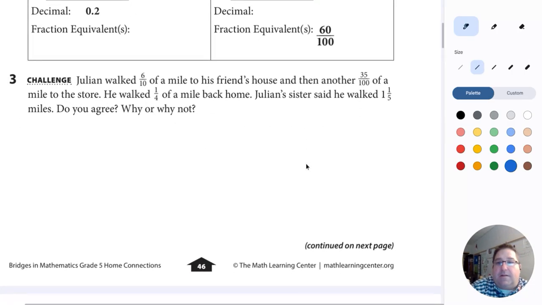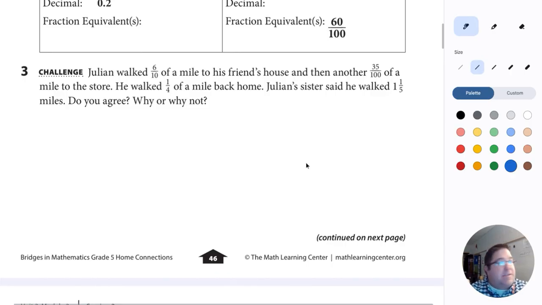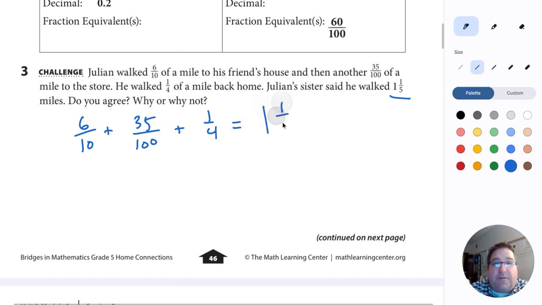All right. Number 3, Julian walked 6/10 of a mile to his friend's house, then another 35 hundredths of a mile to the store, then a quarter of a mile back home. How far did he walk in all? Julian's sister said that he walked 1 1/5 miles. So we set this one up: 6/10 plus 35 hundredths plus 1/4. According to his sister, that's going to be 1 1/5.